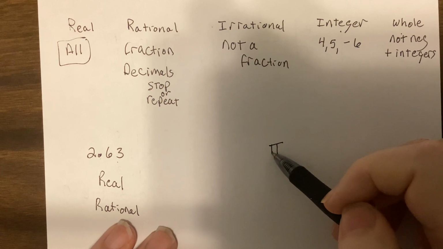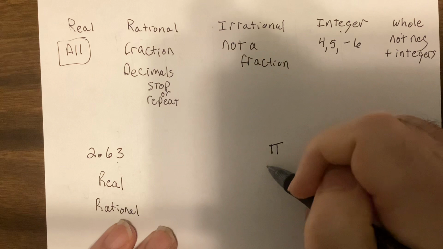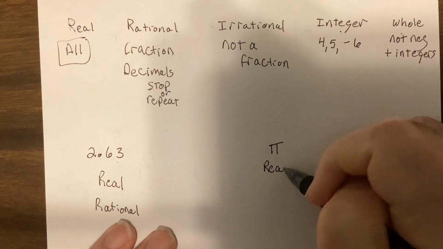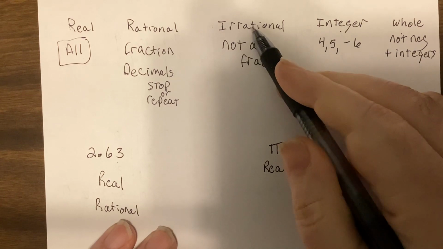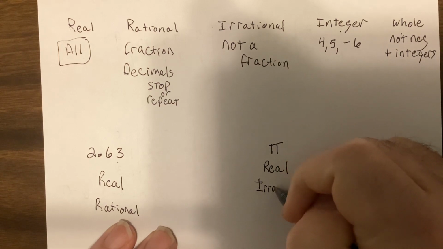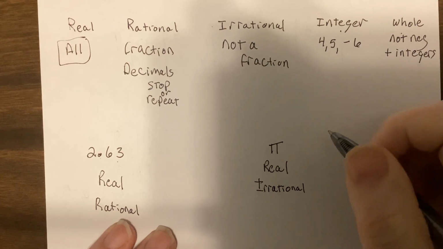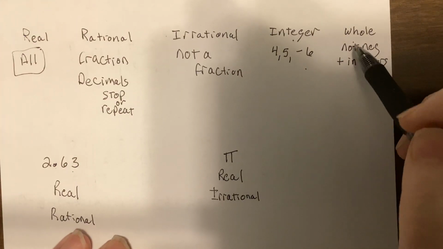The number pi. What categories is pi under? Well, that would be a real number because they're all real numbers. And an irrational number because you cannot write pi as a fraction. It goes on forever but does not repeat. It's not an integer, not whole.